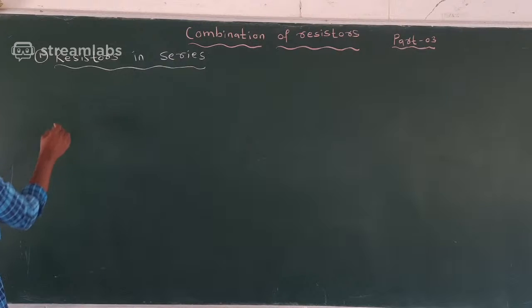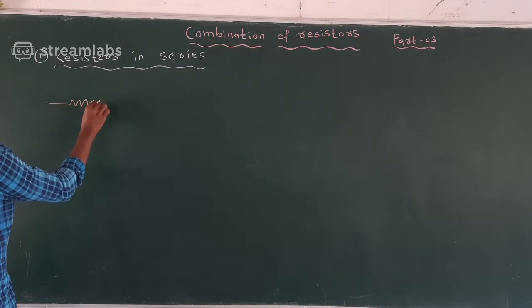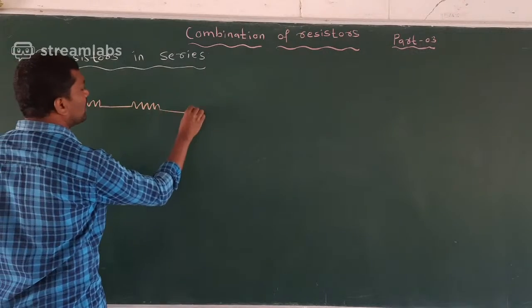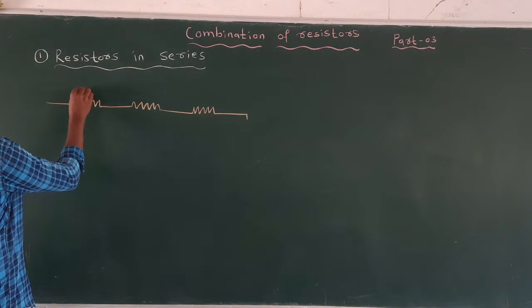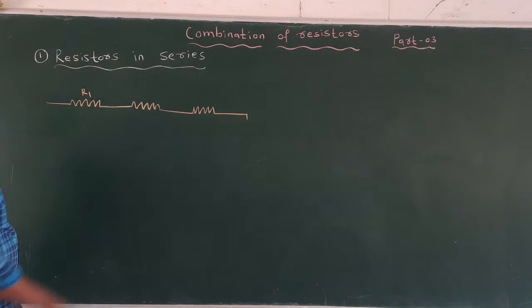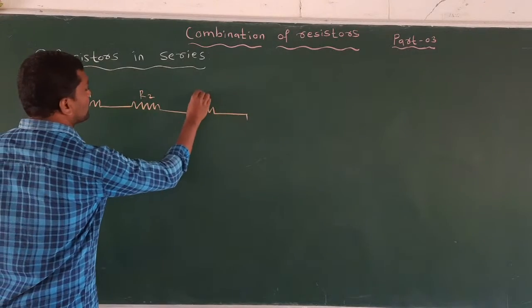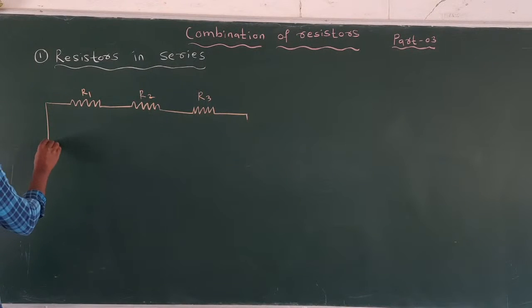So I can draw the circuit diagram of the resistors in series combination. The first resistor and second resistor and third resistor. The first resistor is represented by R1, the second resistor is represented by R2, and the third resistor is represented by R3.